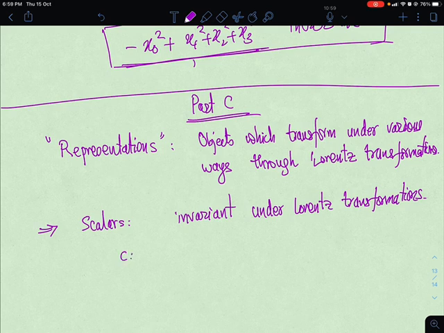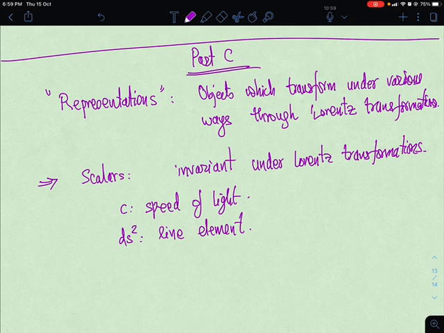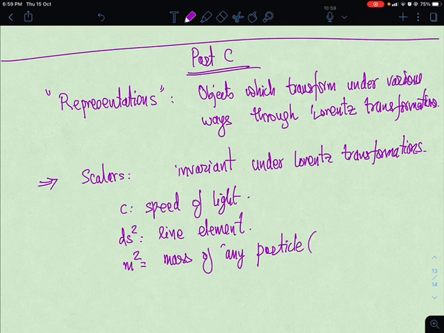One of the things which we have seen already is the speed of light. The second thing we have seen is ds squared, the line element, which is the same in every frame of reference. The line element is invariant under Lorentz transformations. Similarly, the rest mass of any particle is a scalar quantity, a constant in the theory, like the speed of light. The rest mass also is the same in every frame of reference.